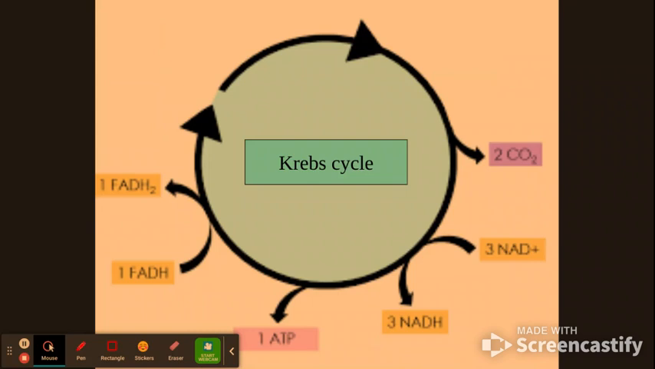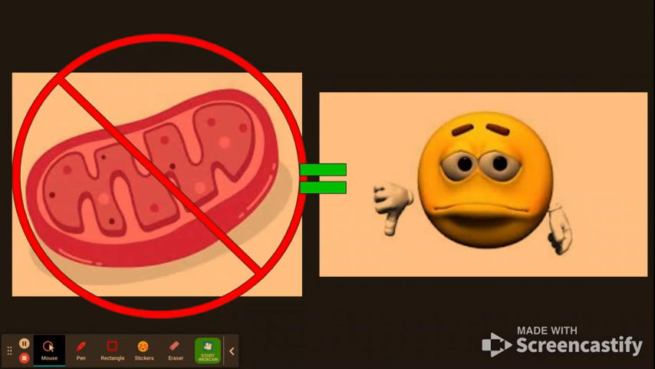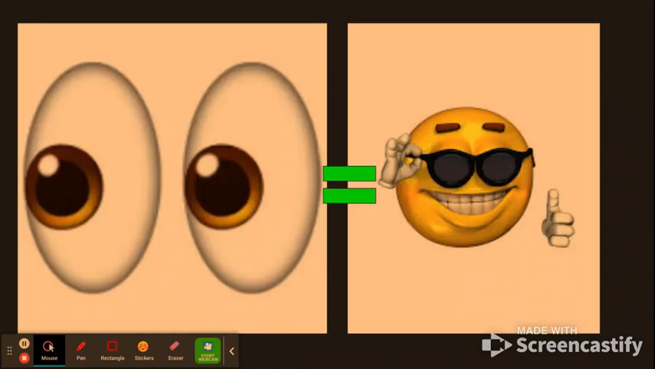Then it goes through the ETC, or electron transport chain. This will make 34 ATP, and the ETC occurs in the mitochondria. Now, if you don't have enough mitochondria to perform cellular respiration, you can't make enough ATP. Depending on where your mitochondria is lacking, it will have different effects. But it affects our eyes because our eyes are some of the most used organs in our bodies.